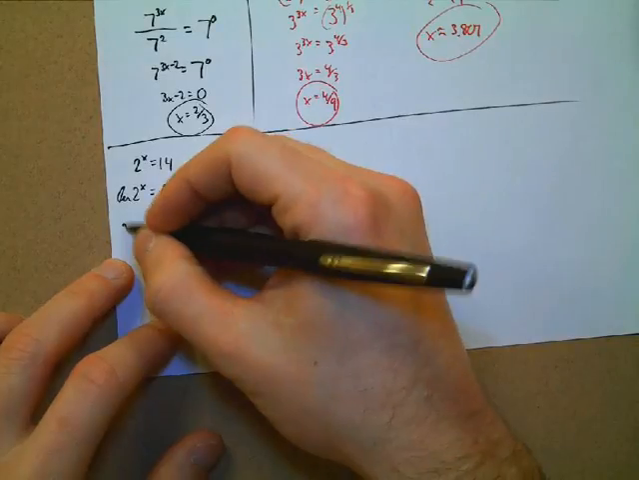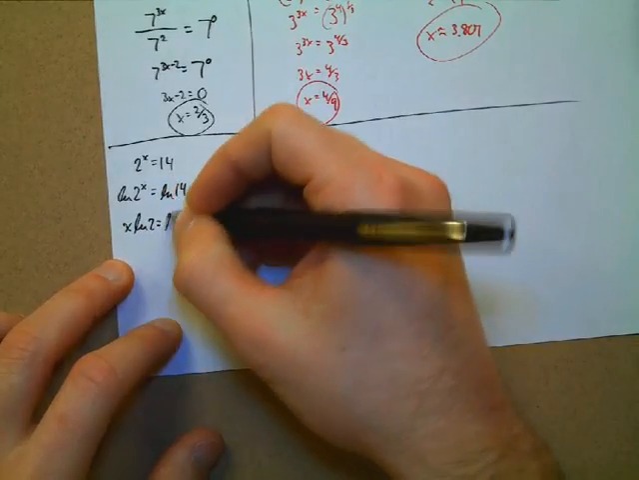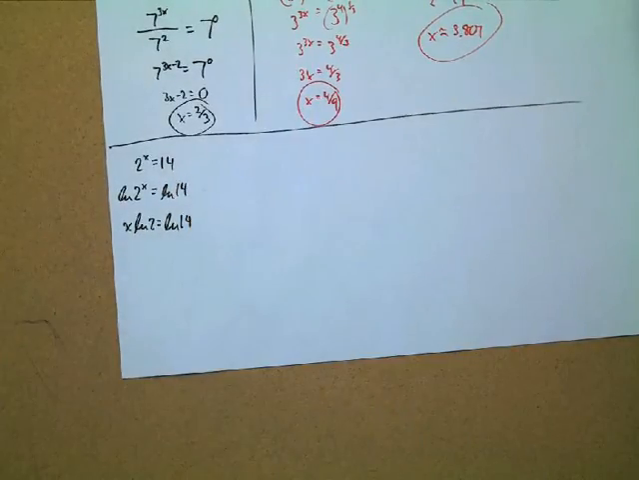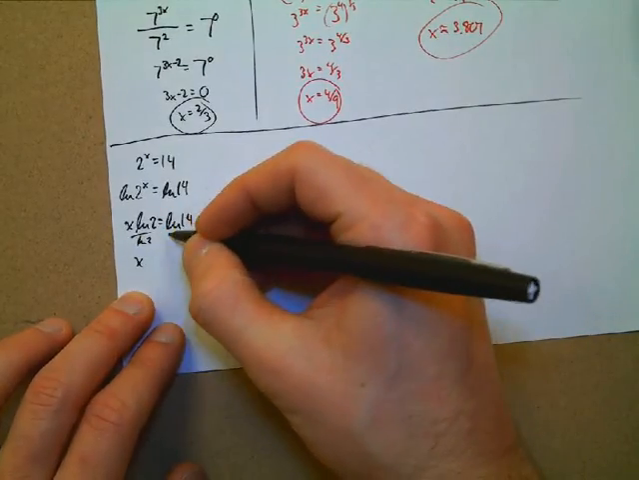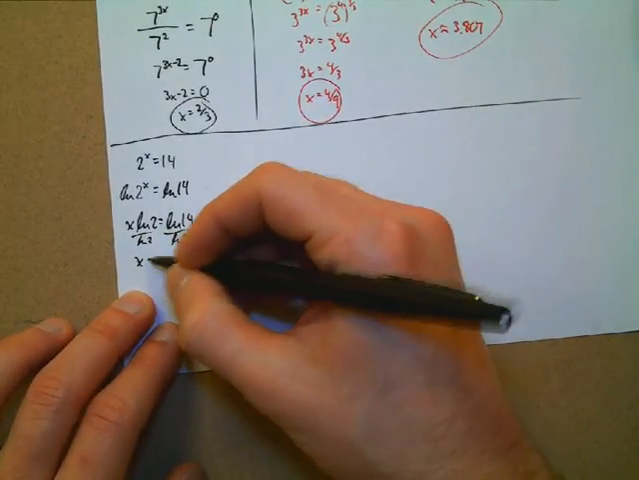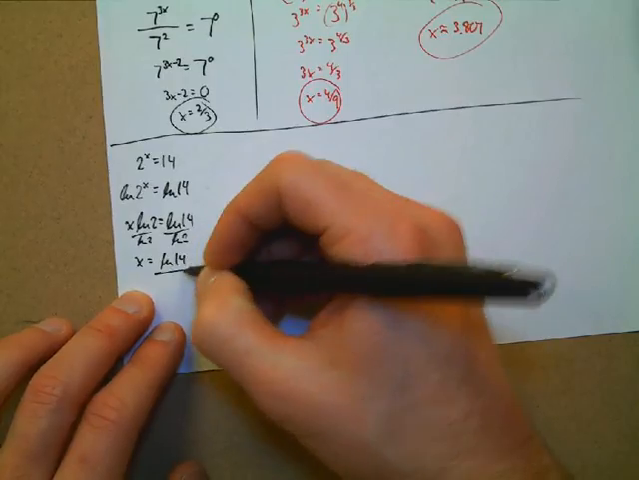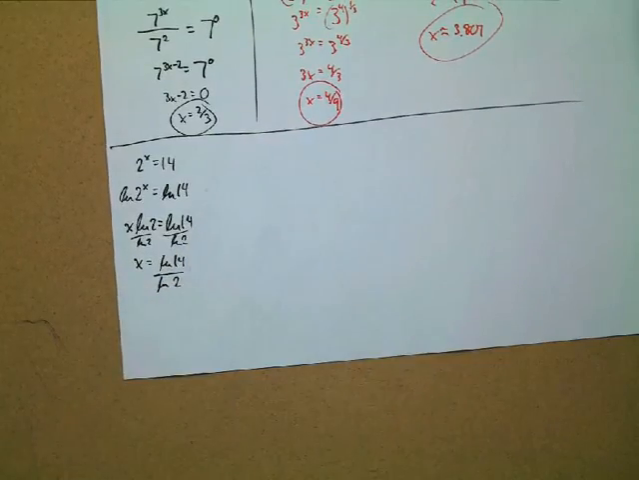And what's our final step here to finish solving for x? Yeah, Dylan? Exactly right. Divide both sides by the natural log of 2. And so you get x equals, as Dylan said, the natural log of 14 over the natural log of 2. If you don't like natural log, you could use log base 10, the common log. It's up to you.